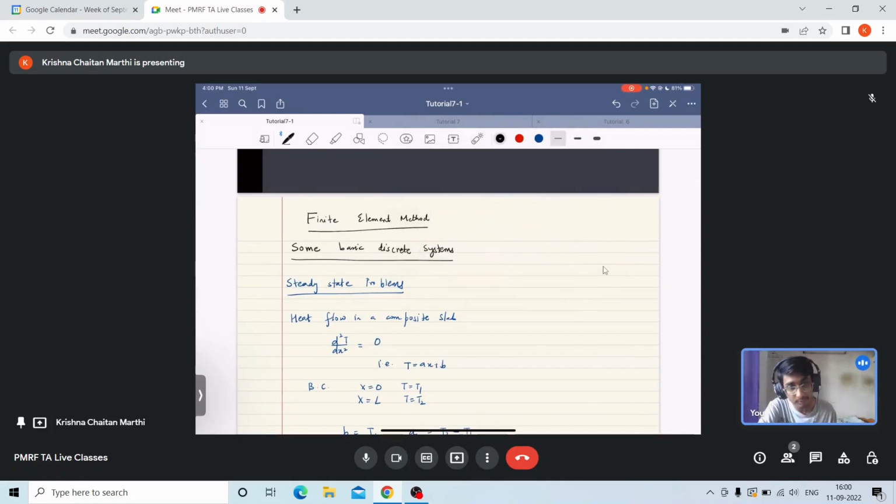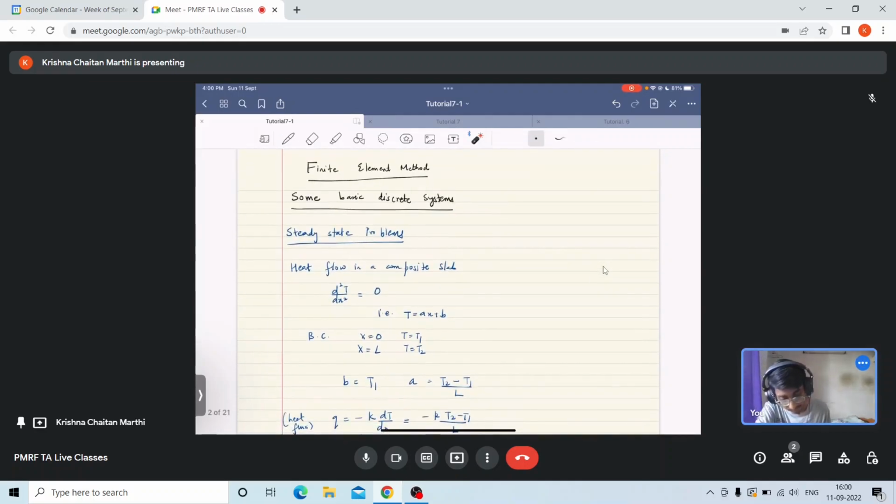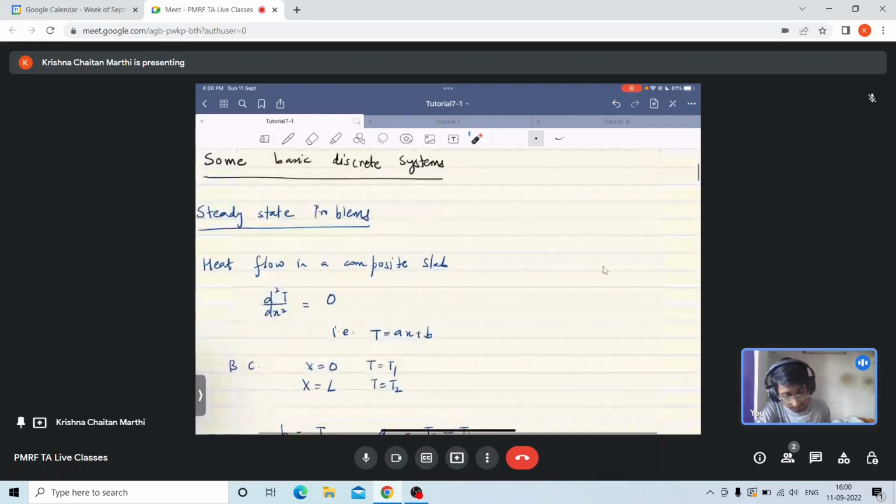First we will look into some basic discrete systems. This is a steady state problem. Let us consider heat flow in a composite slab given by the equation d2T by dx square equal to 0. You know that the temperature profile will be ax plus b, as the double derivative, d2T by dx square, is 0.